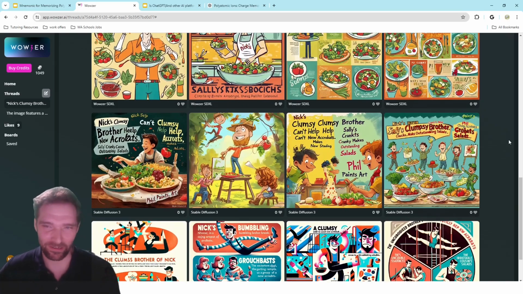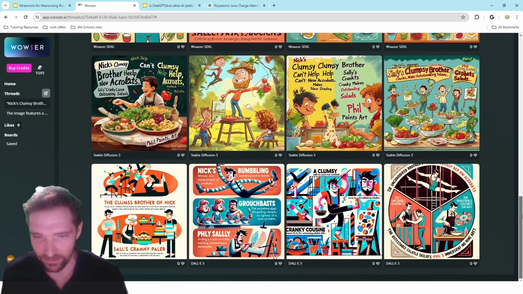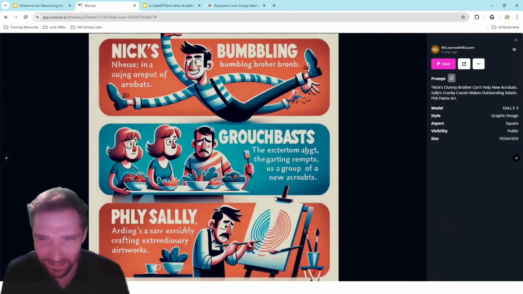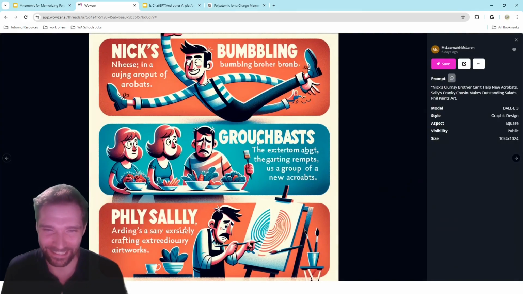This is an issue with all AI platforms that I've seen. Wowzer here you can see is getting some stuff from Stable Diffusion and other AI platforms like DALL-E, and all of them are struggling with writing out the mnemonics, but they're getting a lot of the words, and it's getting better. But then it's like, what? What's that? That's not a word.